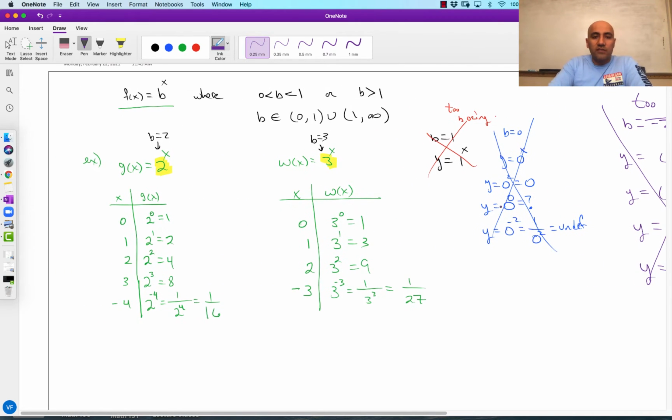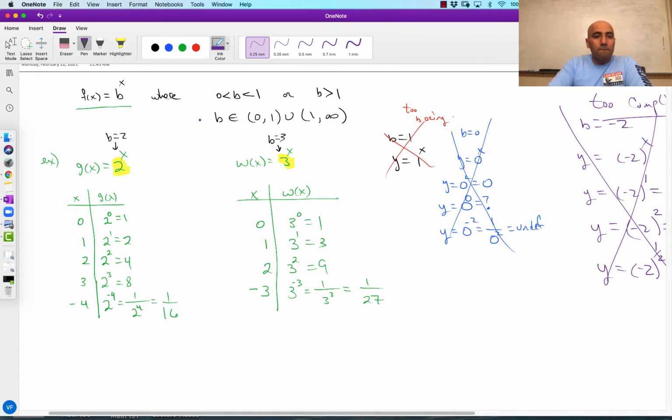We're just focusing on the cases where b is allowed to be a value between 0 and 1, not including 0, not including 1, or a value that's strictly greater than 1. In all of those cases, we consider functions that fit that form. Okay, what do these graphs look like? So let's take a look at these graphs.